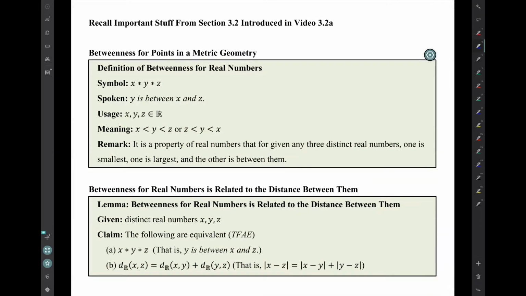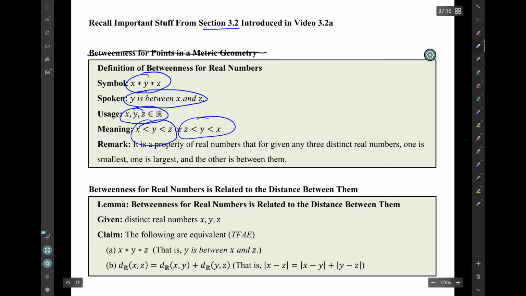Now recall some important stuff from section 3.2 that was introduced in the previous video. Here there's a typo. We had the definition of betweenness for real numbers. So this symbol, x star y star z, you use when x, y, and z are real numbers. It's spoken, y is between x and z. And what it means is either this inequality is true or this inequality is true.